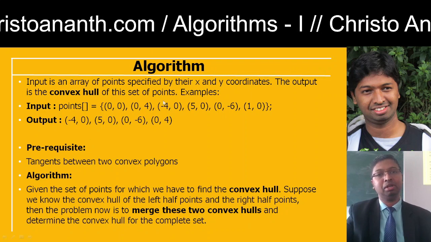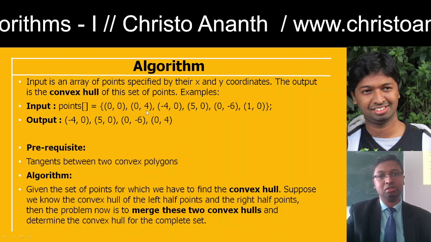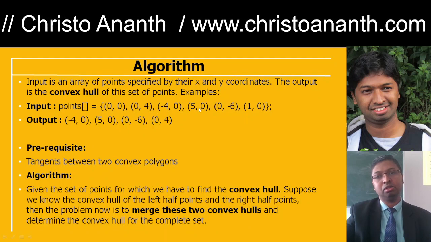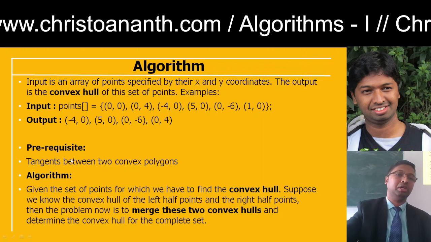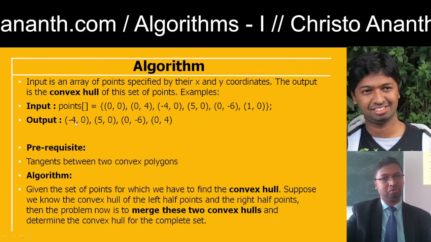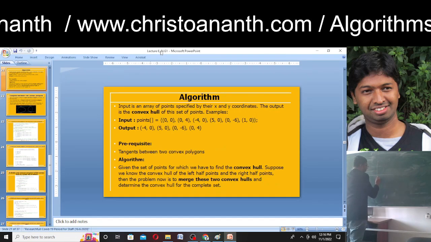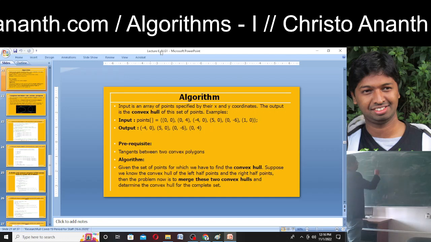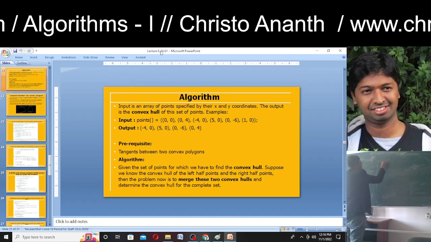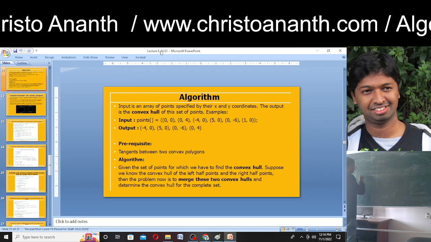Let us take an example with the case of x and y coordinates. Input the points 0, 0, 0, 4, minus 4, 0, 5, 0, 0, 6, 0, minus 6 and 1, comma 0. Okay. How do you get the output with the case of convex hull? First point is 0, comma 0. 0, comma 4. Yes. Third one, minus 4, comma 0.